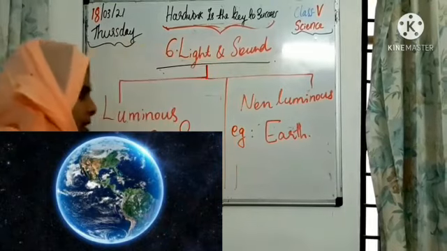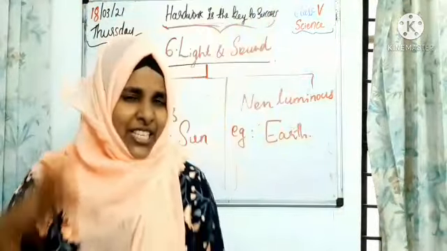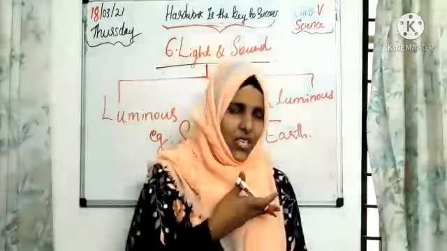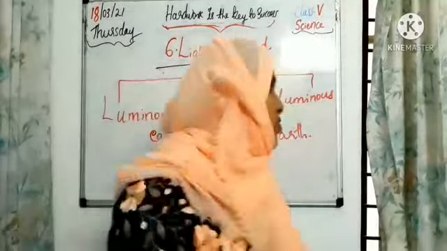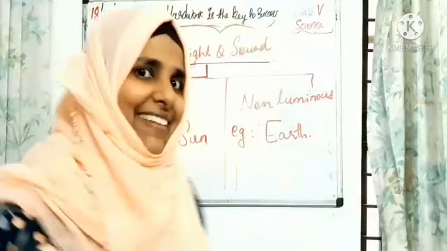Okay. So what is the main difference between these two, children? Sun, it's producing its own light, is it? But what about earth? Is it producing its own light? No. We can get the light from sun, is it? So these are the main differences. So we have to say like that.